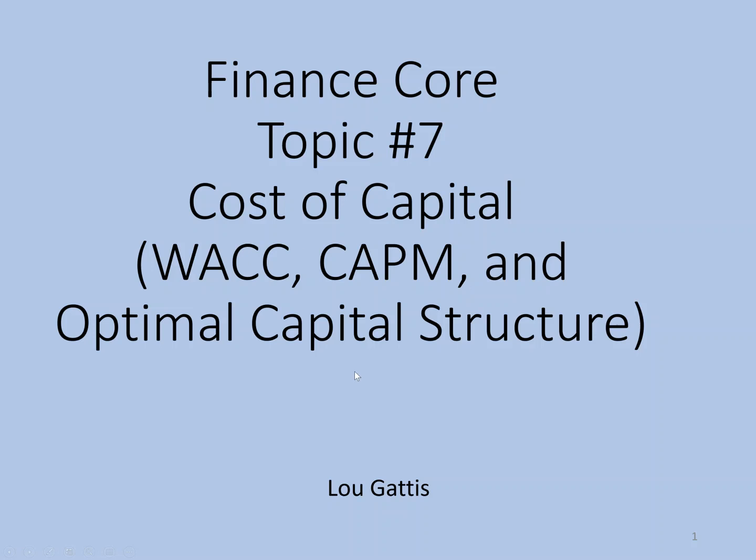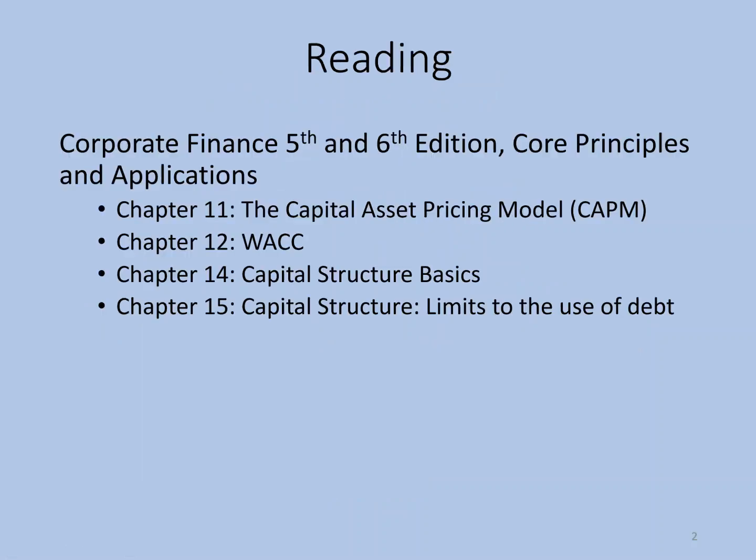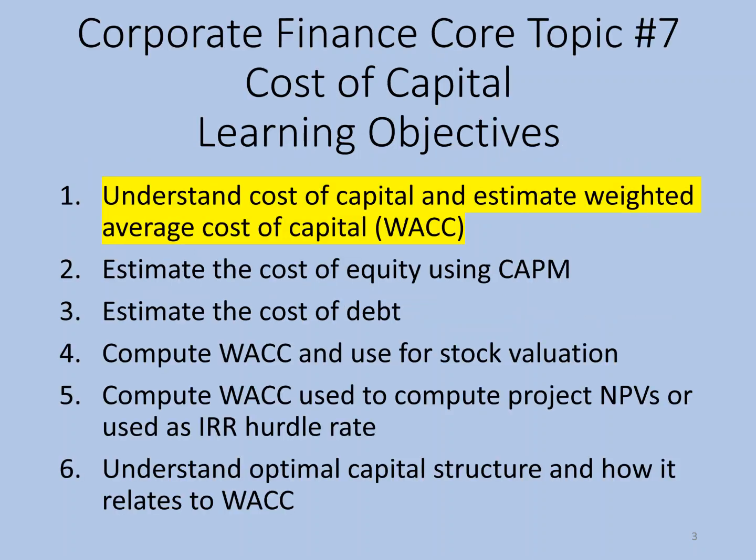Finance Core, Topic 7, Cost of Capital, WACC, CAPM, and Optimal Capital Structure. Readings you might want to skim for this topic are chapters 11, 12, 14, and 15 that cover the CAPM model, weighted average cost of capital, and the discussion of capital structure. In other words, the mix of debt and equity used to finance a business.